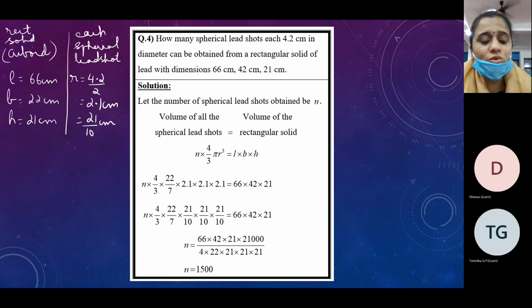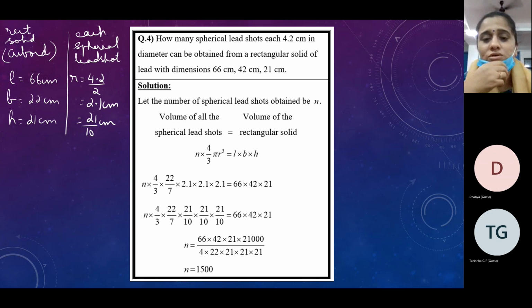And also, when you do LBH, you're simply spending time multiplying 66, 42, and 21. And again, when you find the volume of each sphere, you're spending time multiplying. And then you have to divide also. When you find it individually, volume of cuboid LBH, you'll have to multiply and get the answer. Multiplication takes time. Again, volume of sphere, you will have to multiply and get the value. And then again, you'll have to divide to find the number of shots. All this is time consuming, maybe one minute extra.